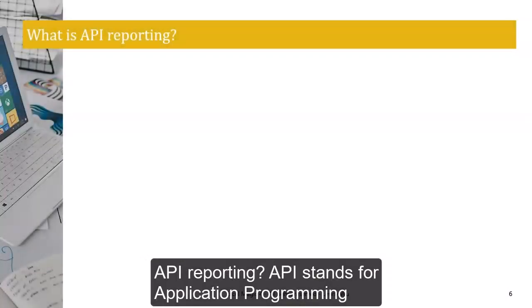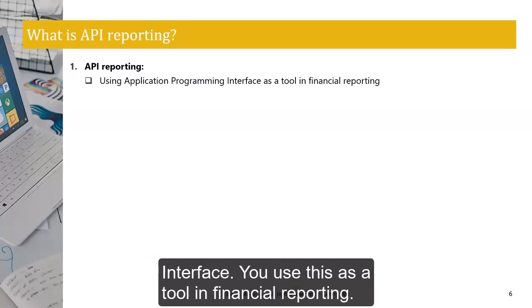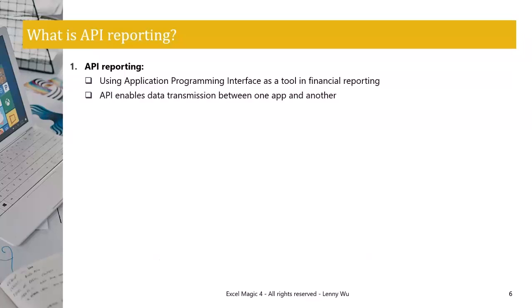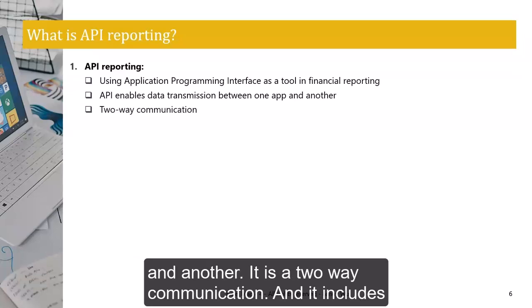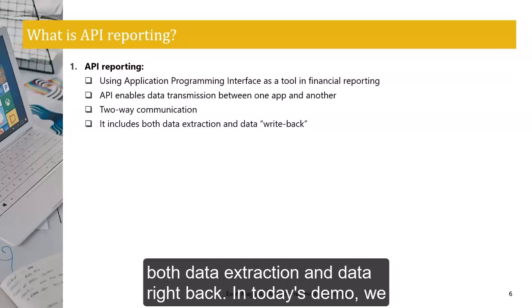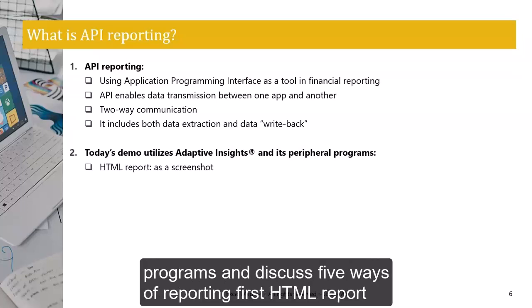What is API reporting? API stands for Application Programming Interface. We use this as a tool in financial reporting. First, API enables data transformation between one app and another. It is a two-way communication, and it includes both data extraction and data write-back. In today's demo, we are going to utilize Adaptive Insights and its peripheral programs, and discuss 5 ways of reporting.